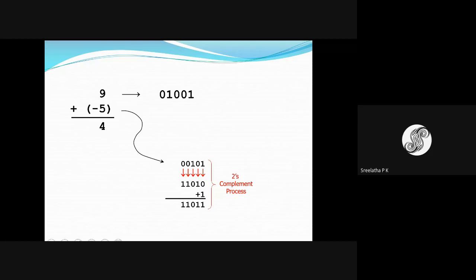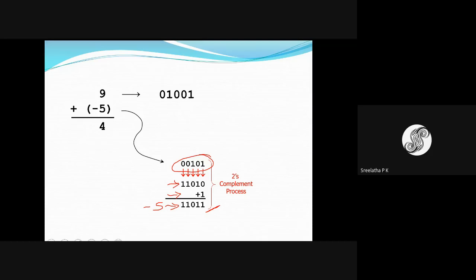Fine. So here 9 plus minus 5. So 9 is this, minus 5. What is minus 5? I have to find the 2's complement. So this is 5, and the 1's complement of it is reversing of bits. Plus 1. Do the addition here. So you got this. This is minus 5.